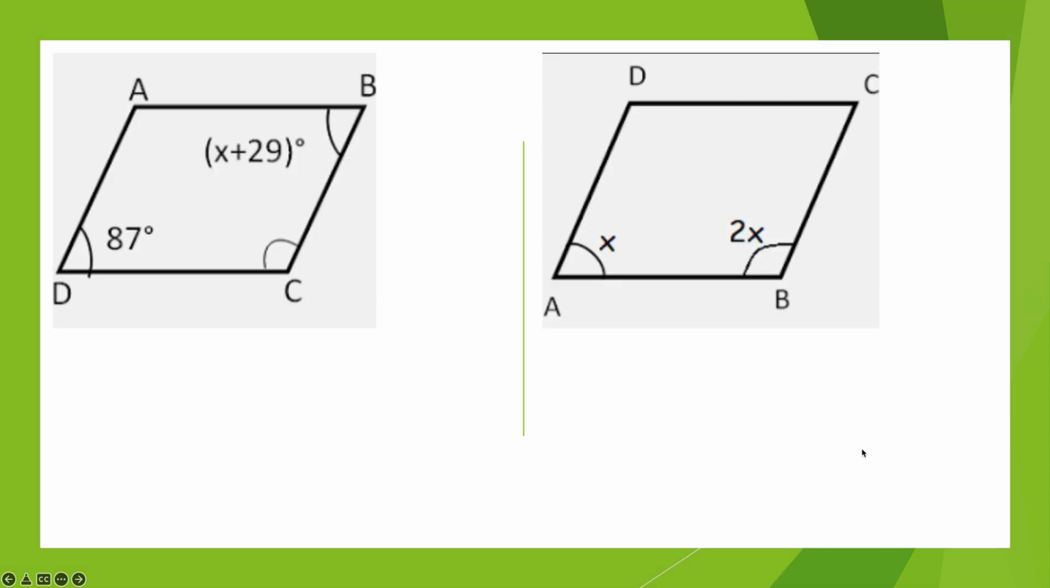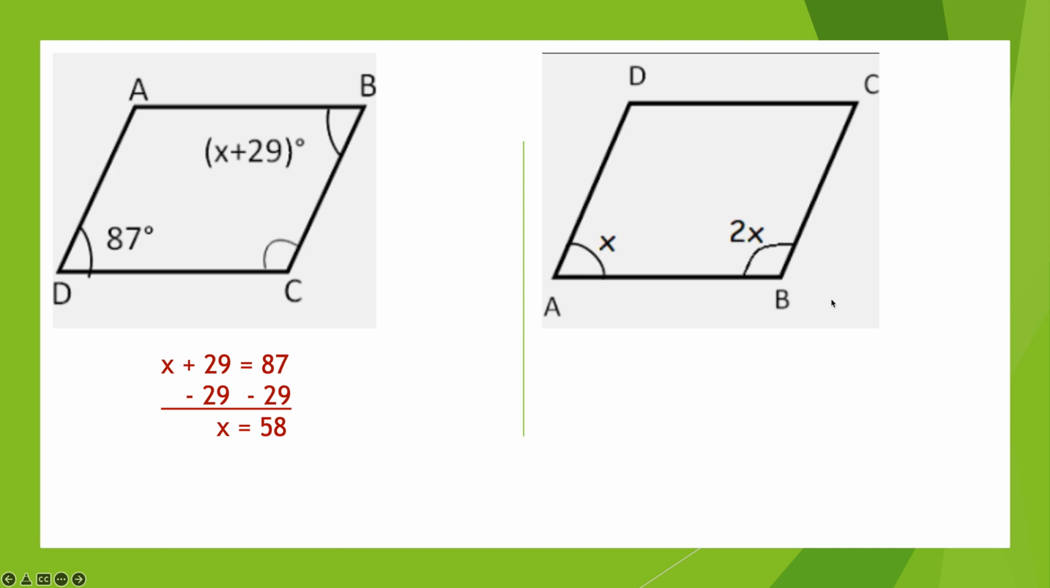Sometimes we have to do a little bit of algebra with the same exact concepts. So let's do the one on the left first. Okay, so what we have here is that they're opposite angles. Once you establish the relationship, then you write the equation. They're opposite each other, which means they have to be equal. So X plus 29 is 87. Subtracting 29 from both sides, X is 58.